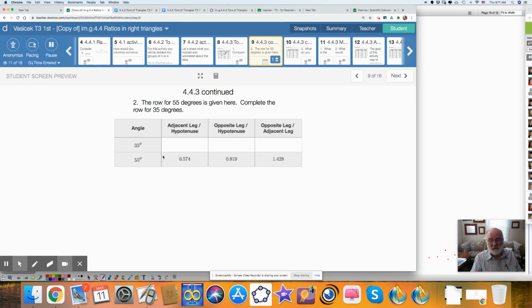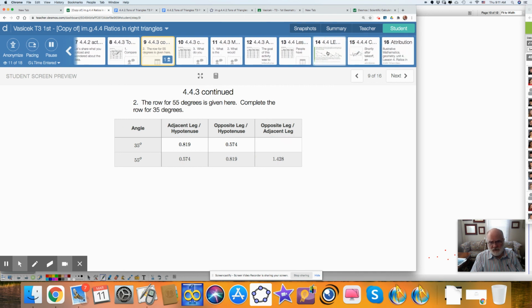That's an important thing. So here, the adjacent over the hypotenuse for 55 is the same as the opposite over the hypotenuse for 35. So this would be 0.819. And this one would be 0.574. And the opposite, this would be this flipped.